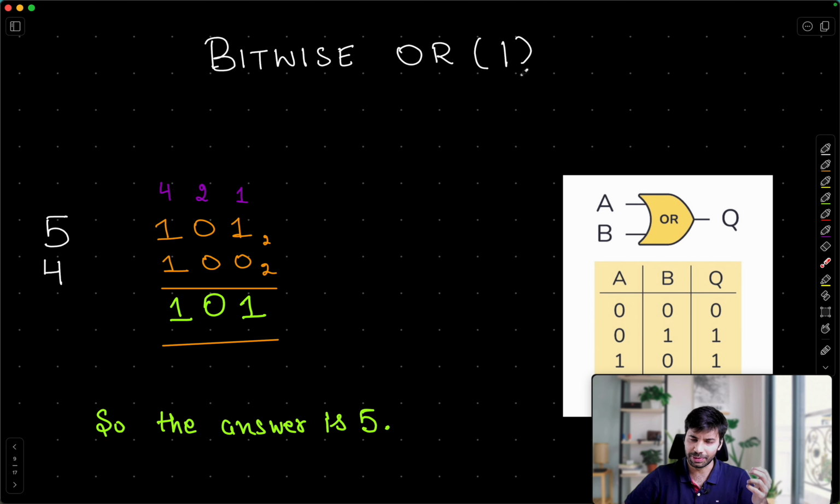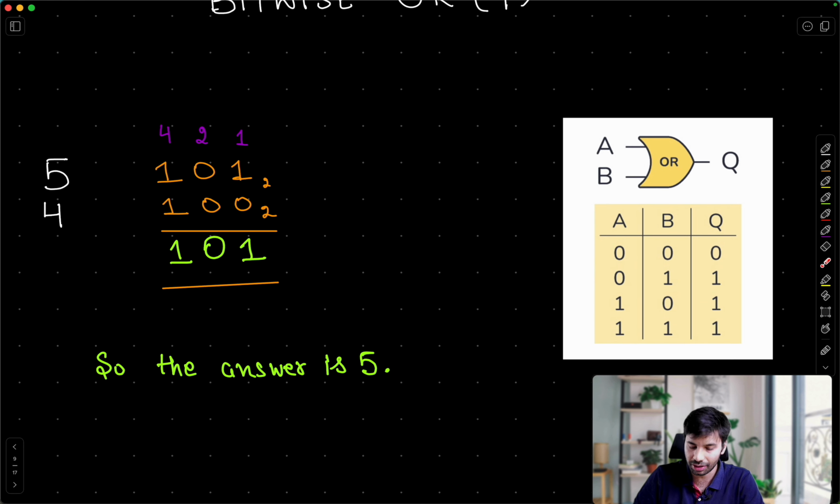Now bitwise OR is normally written as plus. So 0 0 is just 0. Rest everything is 1. So 0 plus 1 is 1, 1 plus 0 is 1, and 1 plus 1 is also 1. Please make sure that you always understand that.